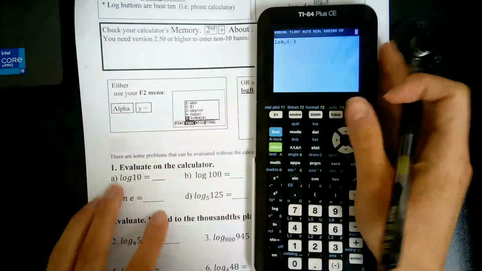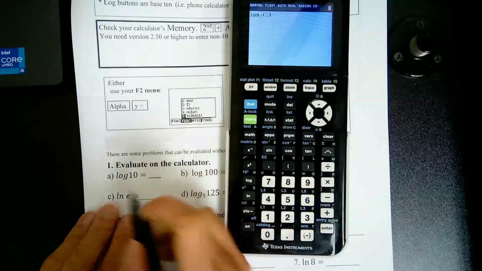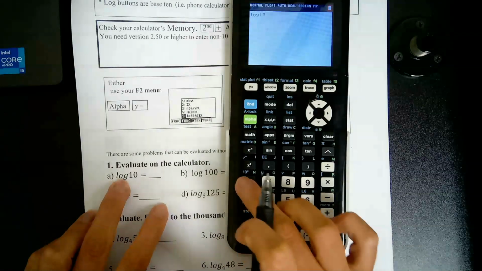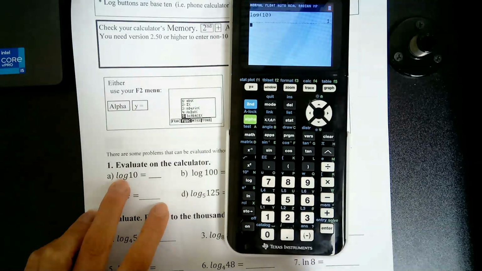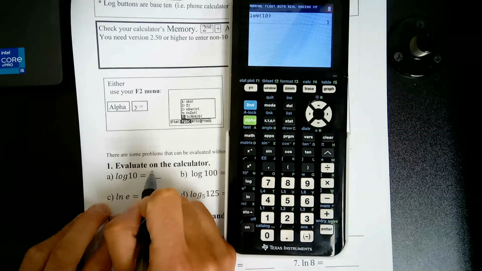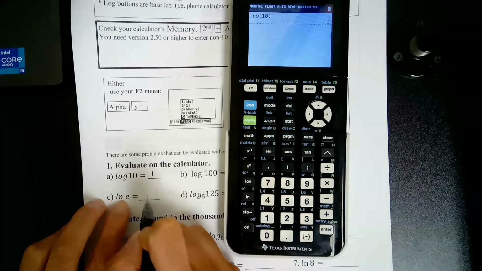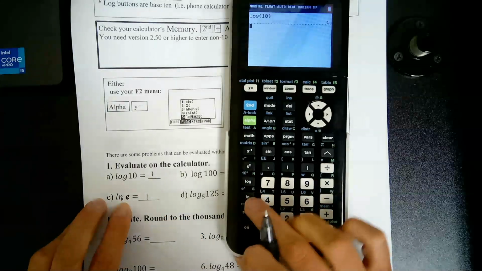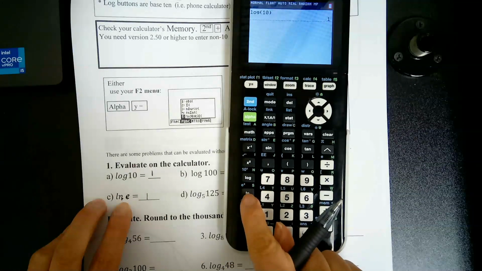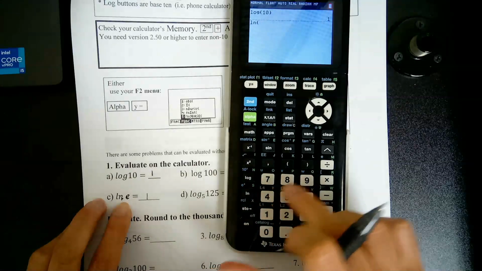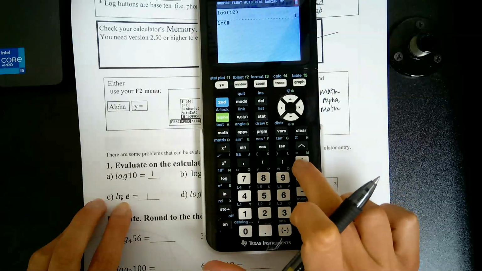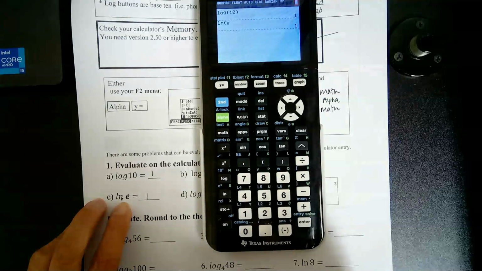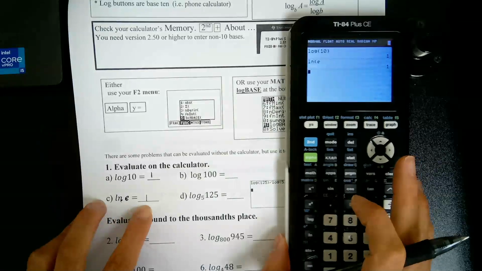And so we're just going to practice evaluating logs. And so this is common log, and so we don't have to use math alpha math. We just press log 10. And we already know that's 1, but the calculator will tell you that as well. And we know natural log of e will also be 1 because base e and exponential base e is also 1. And so there's a natural log button in your calculator as well. And then to get e, it's the division key, but it's written in blue. So you're going to press second E, and then your answer is 1.